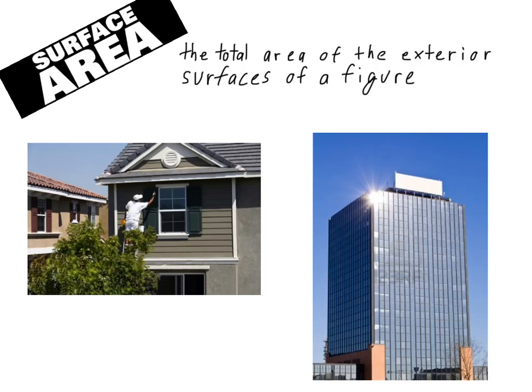Well, here we have a picture of a guy painting his house. So surface area is all of the area of the outside of his house. It's how much paint he's going to put all the way around his house. So if I was to take this building and find the area of each side of the building, plus the building's top, the building's left side, and the bottom of the building, that would be the total surface area of the building. Let's take a look at another example.